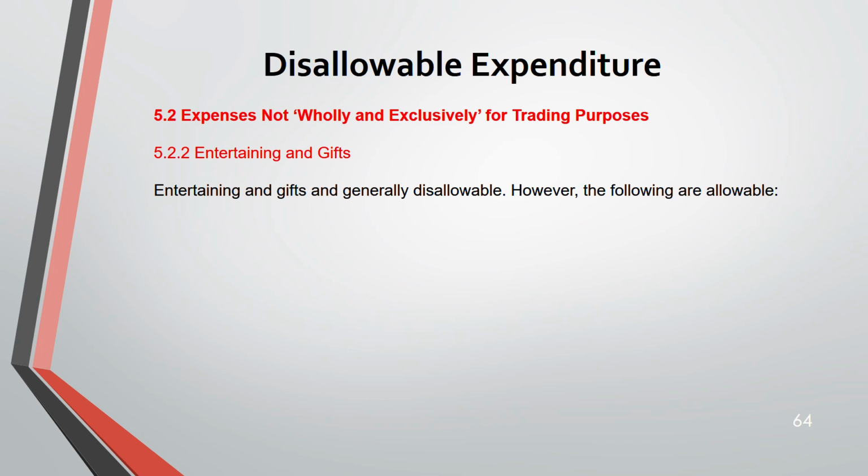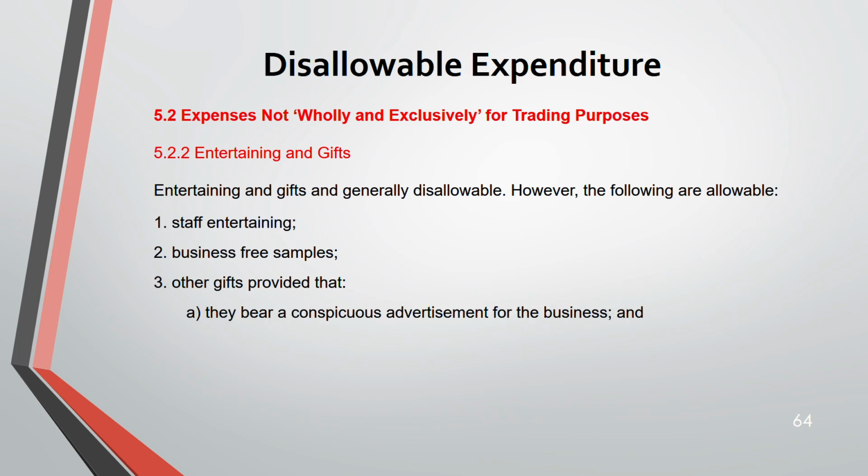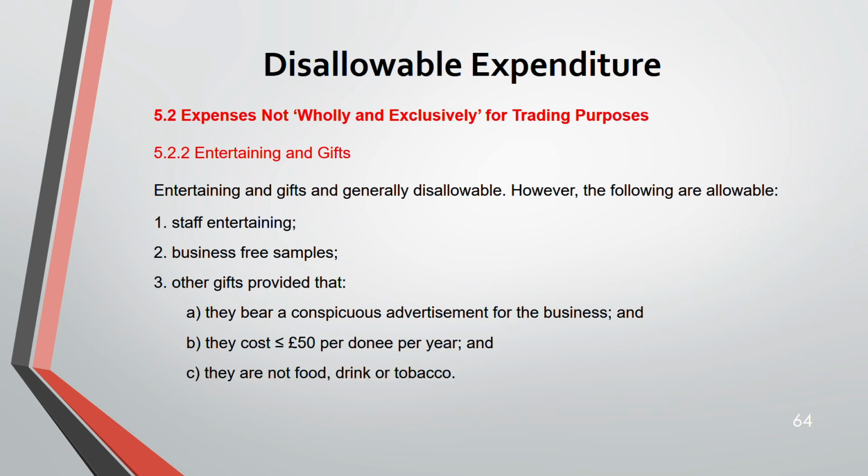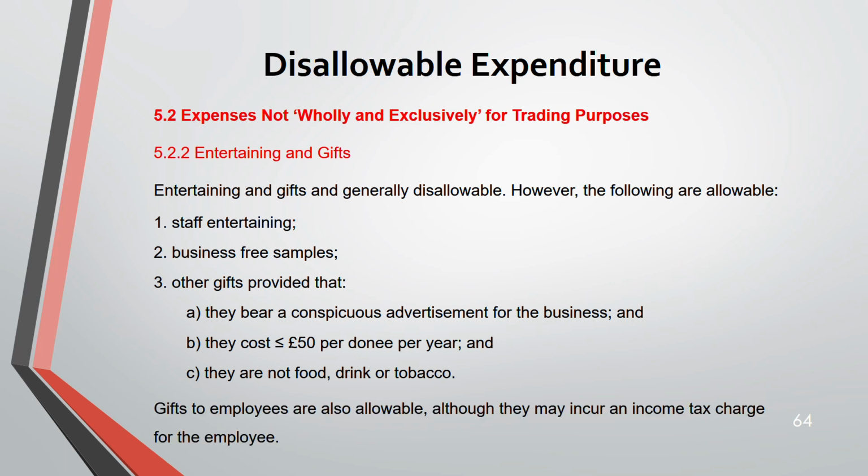Next, entertaining and gifts, disallowed. But the following are allowable. If it's a staff entertaining, business free sample, other gifts provided that they bear an advertisement for the business, the cost is less than 50 per donee per year and they are not food, drink or tobacco, then those gifts are allowable. If you are giving a free sample, allowable. Staff entertaining, allowable. Gifts to employees are also allowable.